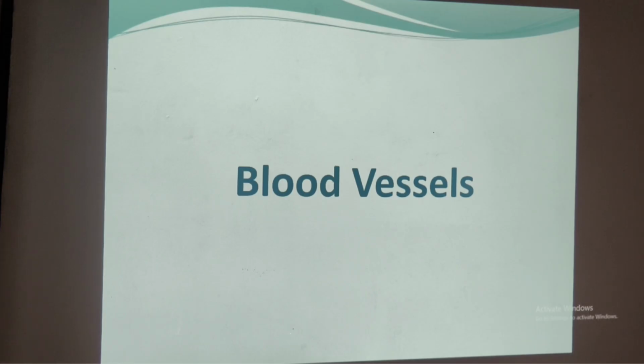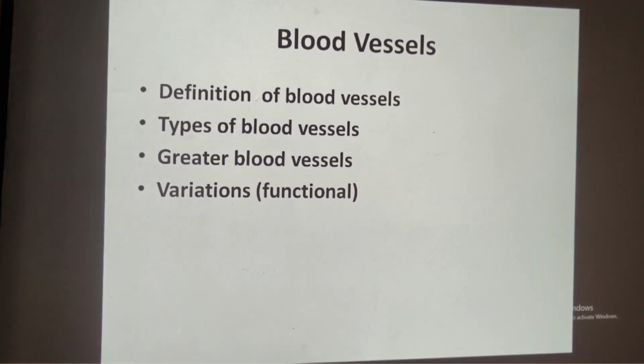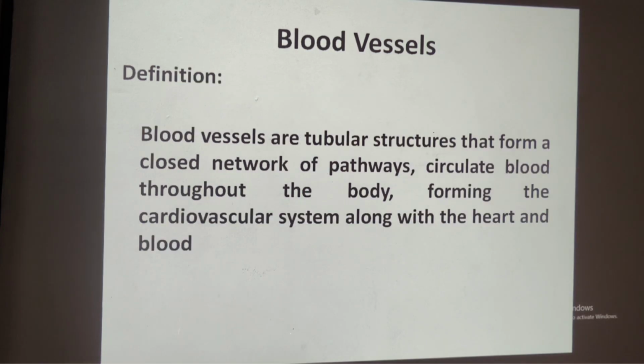In the previous video, we discussed the anatomy of the human heart. This topic would definitely be helpful for all nursing students, allied health science students, and students of plus one, plus two science section. And we'll see blood vessels. This topic contains the definition of blood vessels, types of blood vessels, greater blood vessels, and variations, in the sense, functional variations of blood vessels. The first one, definition of blood vessels.